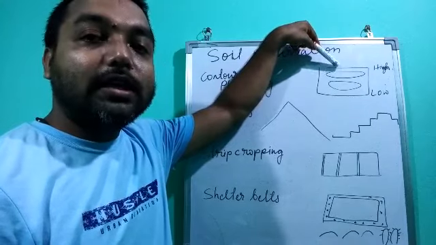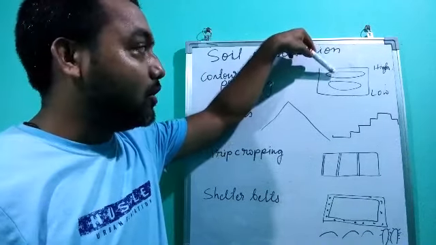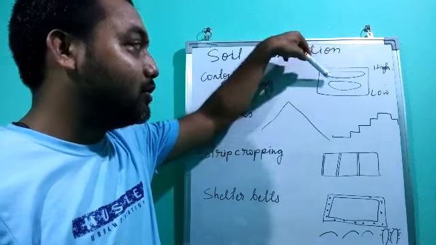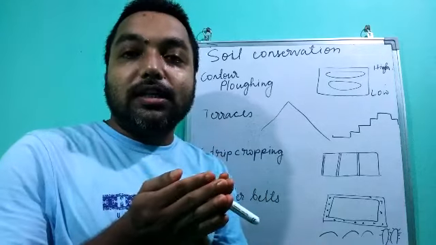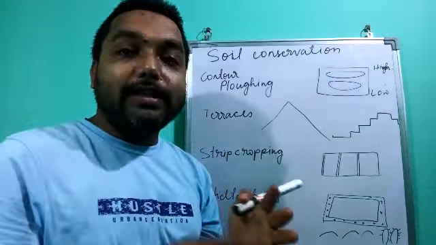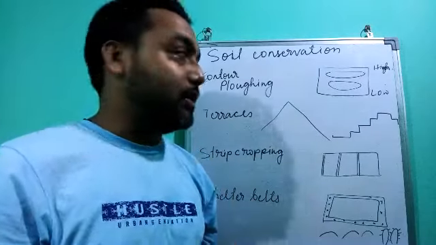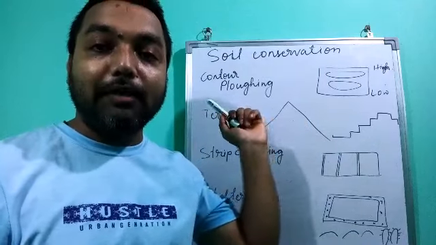then when rainfall occurs, the water first stops in this line. Then it crosses and stops in the next line, and again it crosses and stops in the next line. So the gully-like structure created by the plow will stop the water from flowing. As a result, the soil will not be eroded. This is one of the right methods of plowing, along the contour line. This is called contour plowing.